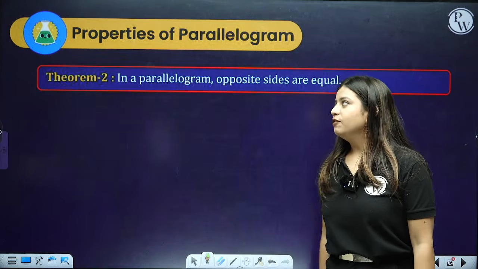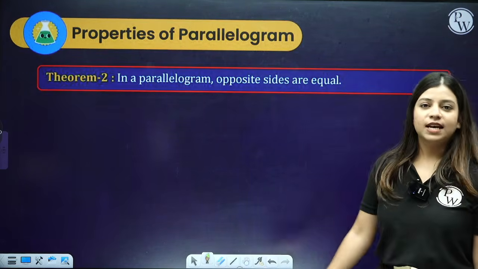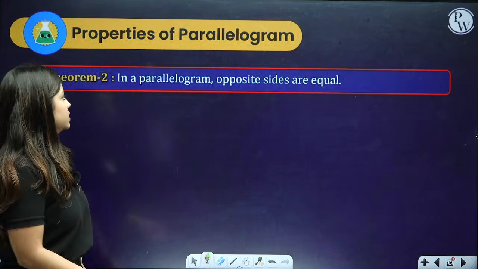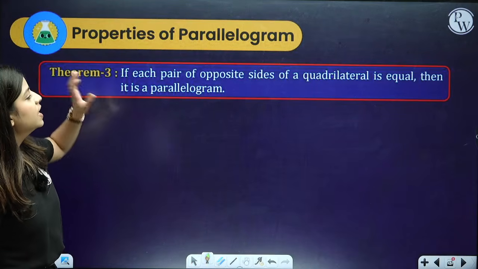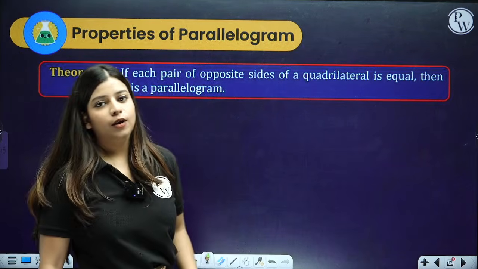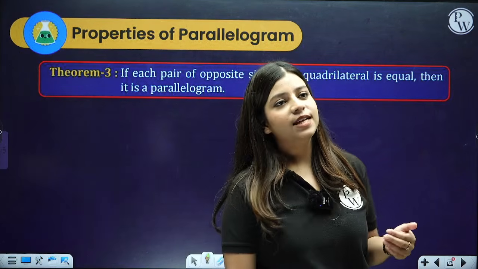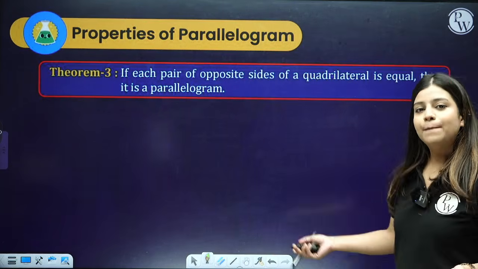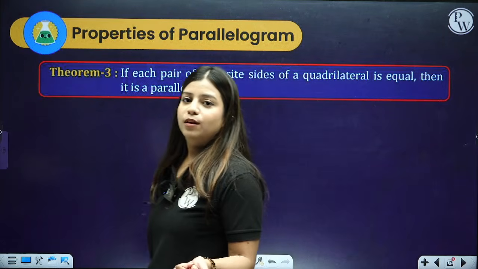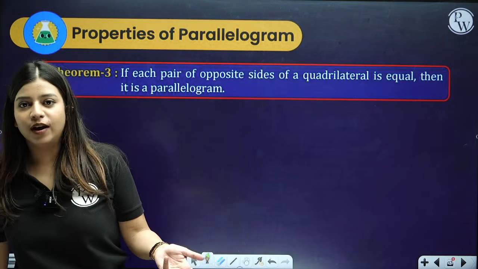The next thing that we have is in a parallelogram, opposite sides are equal. This is again a property and we can also prove this. The next theorem we have is if each pair of opposite sides of a quadrilateral is equal, then it is a parallelogram. It's a converse of it. If the opposite sides are equal and parallel, it's a parallelogram. Square is also a parallelogram. Rectangle is also a parallelogram. There are types of parallelogram, right?